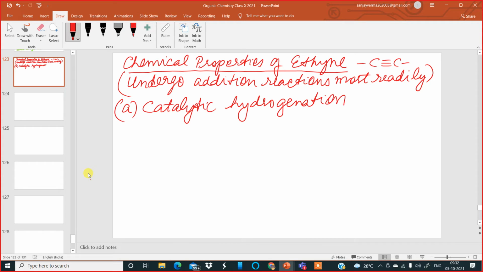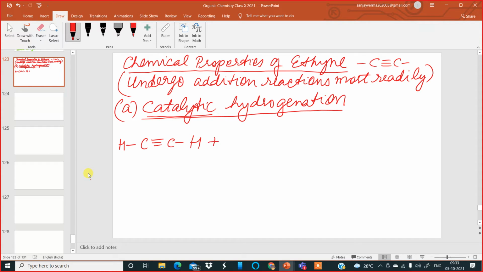Catalytic hydrogenation. When I say catalytic hydrogenation, I mean addition reaction with hydrogen in the presence of a catalyst. So that is the word catalytic over here. A catalyst is a must. Here, let us draw the structural formula of ethyne: HC triple bond CH. So that is ethyne.